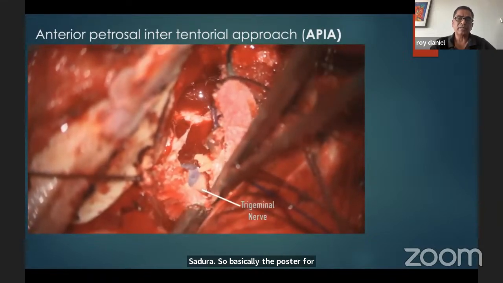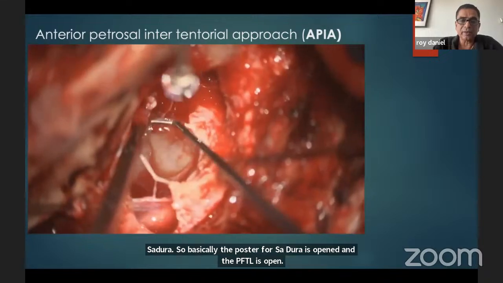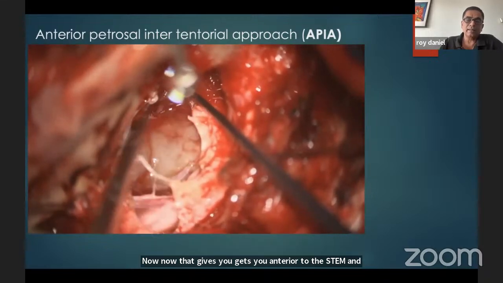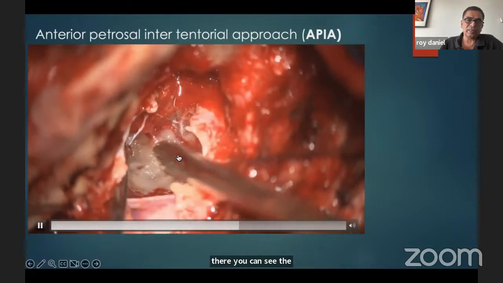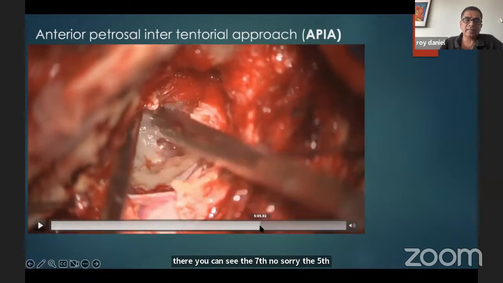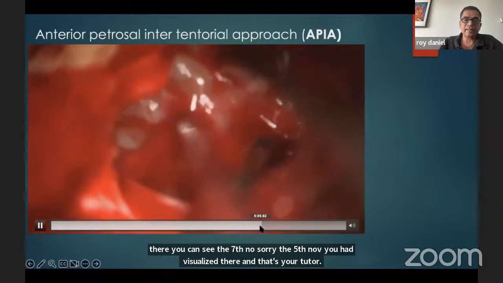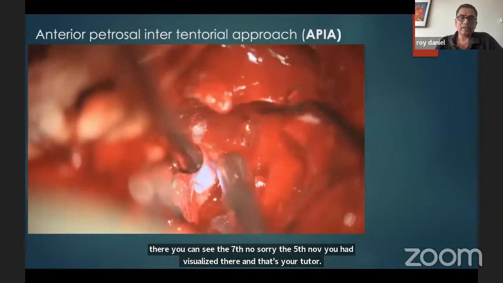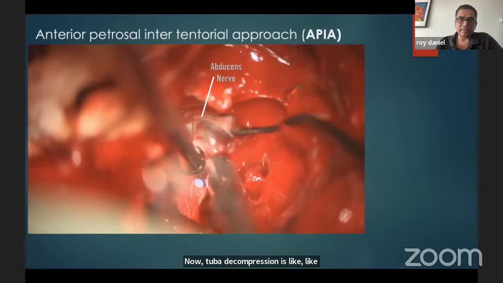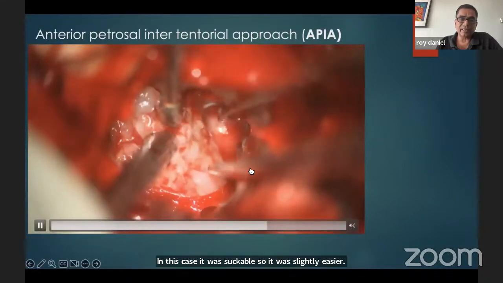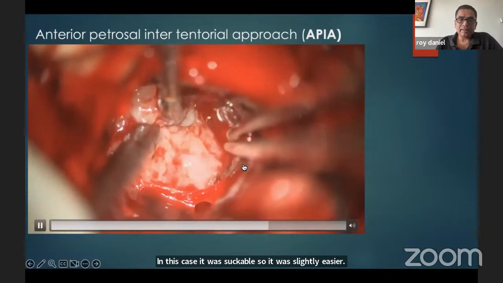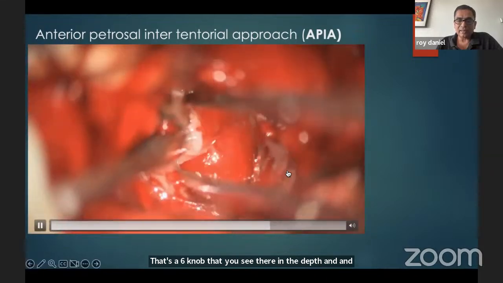Now that gets you anterior to the stem, and there you can see the fifth nerve you had visualized there, and that's your tumor there. Now, tumor decompression is like any common tumor removal in this region. In this case, it was suckable, so it was slightly easier. That's a sixth nerve that you see there in the depth. And there, as you go along, we'll see the basilar artery.